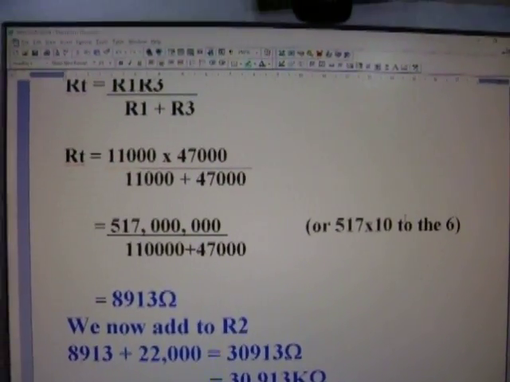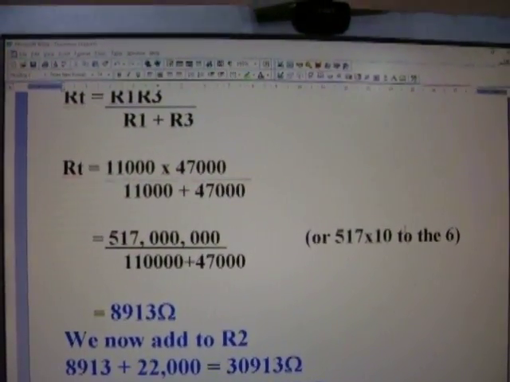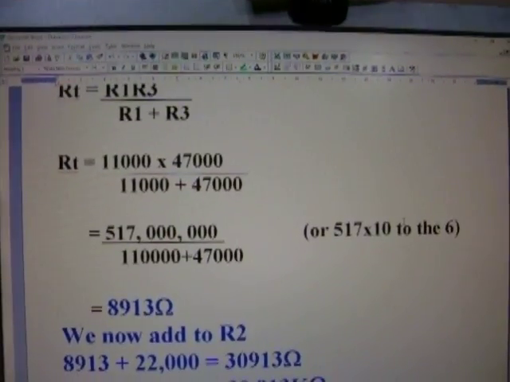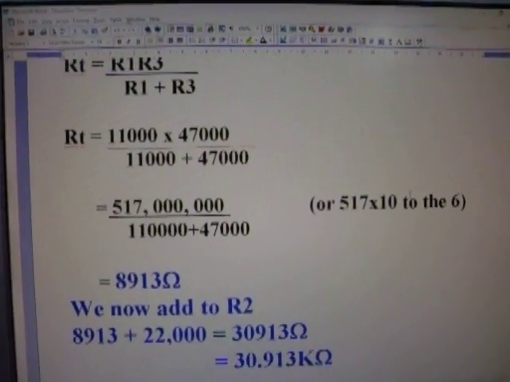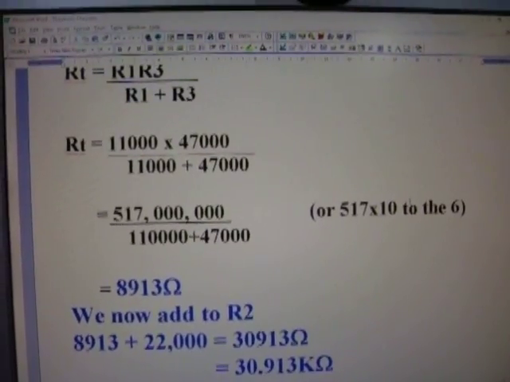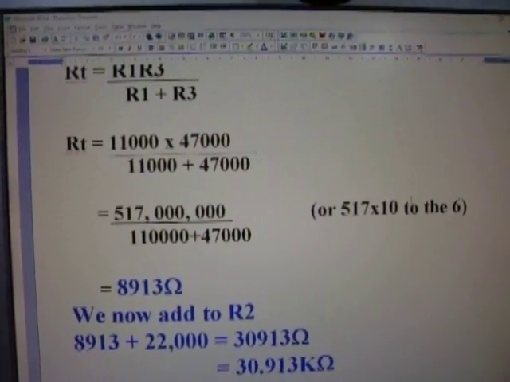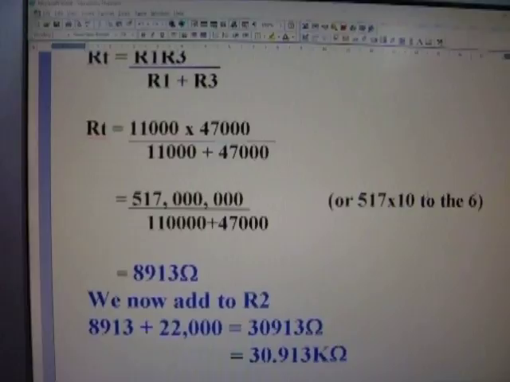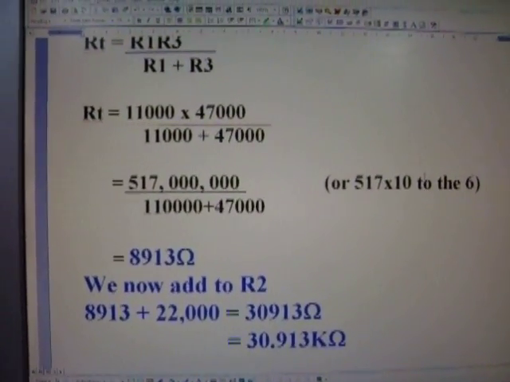Now I've then gone here on this. You can put it into your calculator as 517 times 10 to the power of 6. Okay. Now that then equals 8,913 ohms, or 8.913 kiloohms.